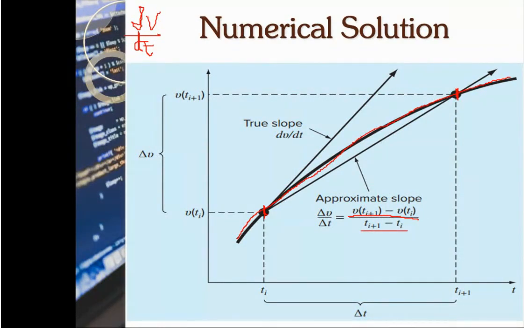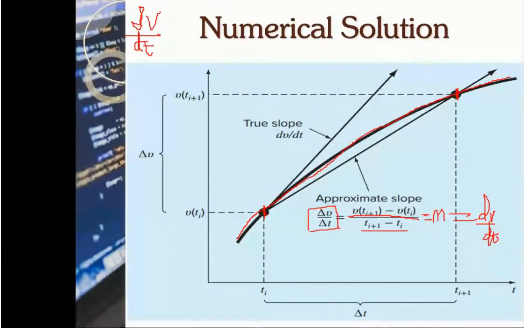And this is equal to our gradient, which is our M, which we also know to be dV/dt, which is just an approximation of dV/dt. So that is what we have here: our change in V, all over our change in what? T.